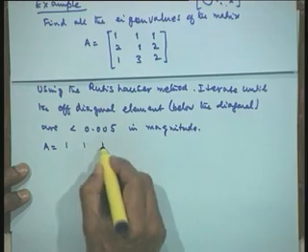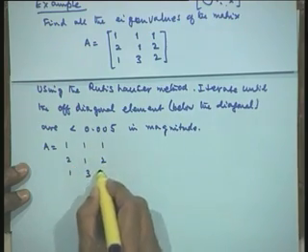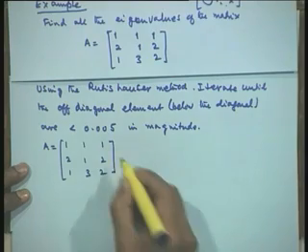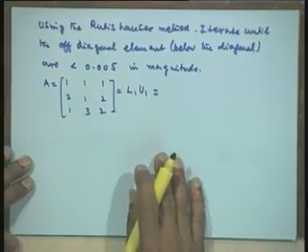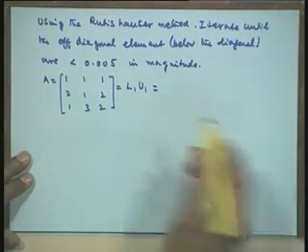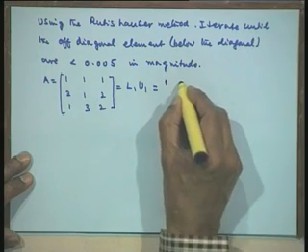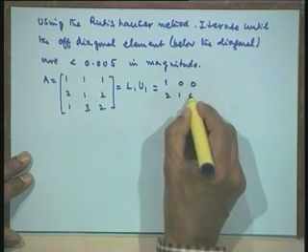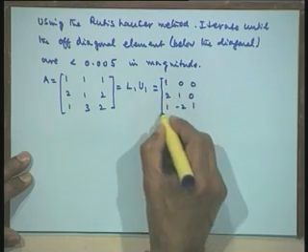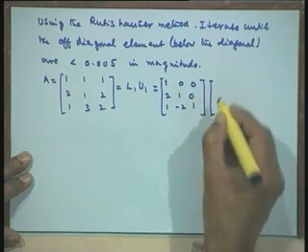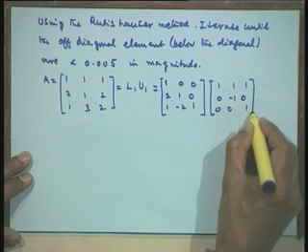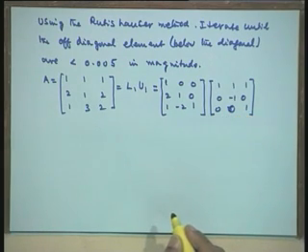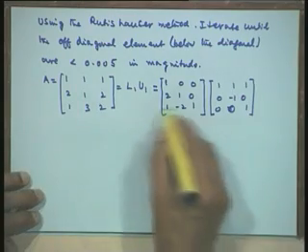So, let us start with writing A equal to 1 1 1, 2 1 2, 1 3 2, and decompose this as L1 into U1. This is a straightforward one which we already have done. Let me give the result for this one. The decomposition is very simple: L1 is 1 0 0, 2 1 0, 1 minus 2 1, and U1 is 1 1 1, 0 minus 1 0, 0 0 0. This is the decomposition.